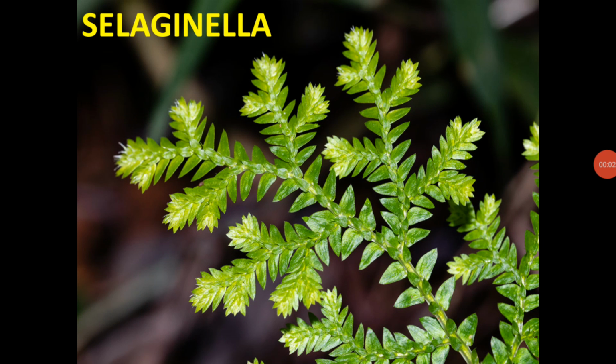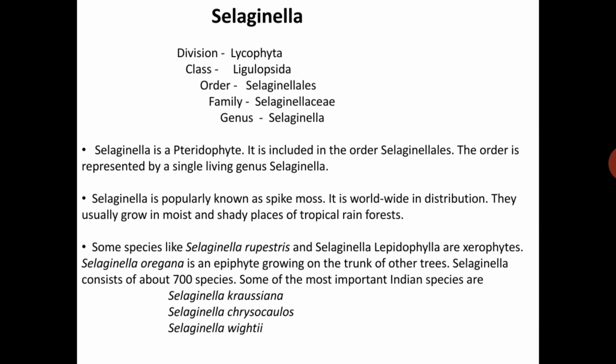Good morning, dear students. Today, again a new example in pteridophytes. That's Selaginella. So, Selaginella: the division Lycophyta, class Ligulopsida, order Selaginales, and family Selaginaceae, genus Selaginella, and we come across so many species here. Selaginella is a pteridophyte. It is included in the order Selaginales. The order is represented by a single living genus, Selaginella. So in the order Selaginales, only Selaginella is a living example here.